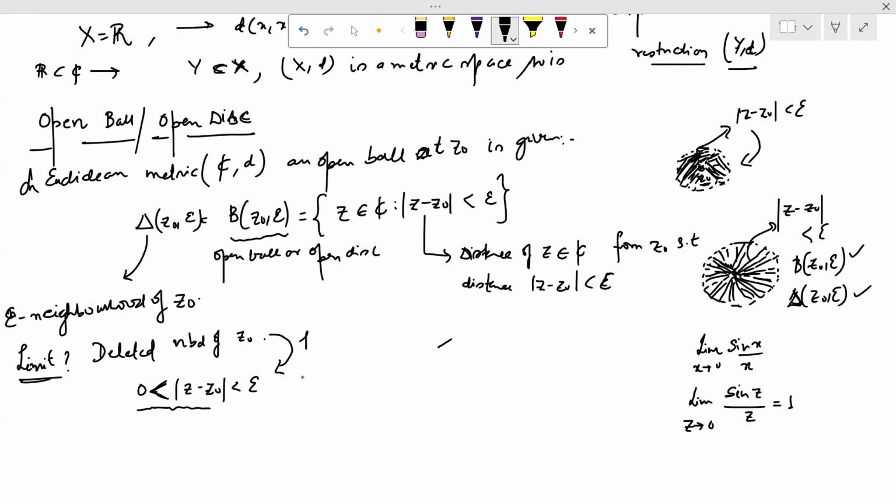So at times you also find something called a punctured disk at z naught. Most books use punctured disk at z naught, which means there is a disk centered at z naught but does not contain z naught. So this is how you define the deleted neighborhood. You can also write it in short. In short, you can write this way.